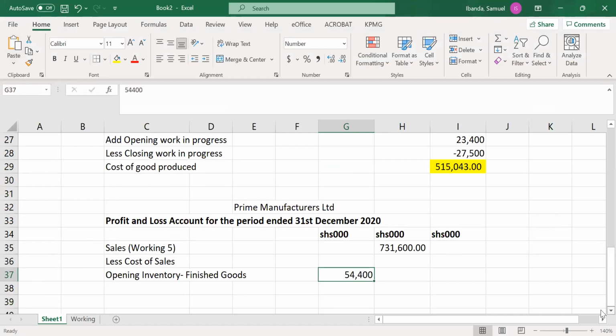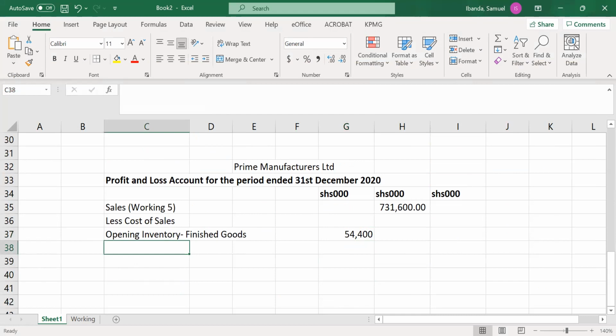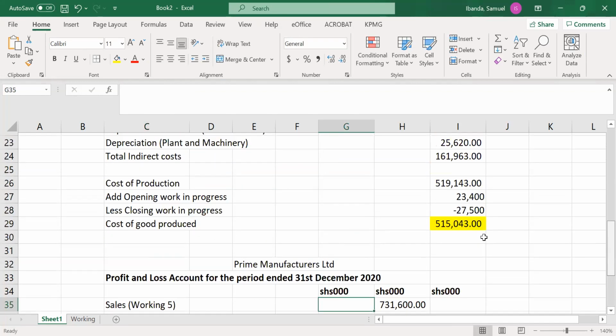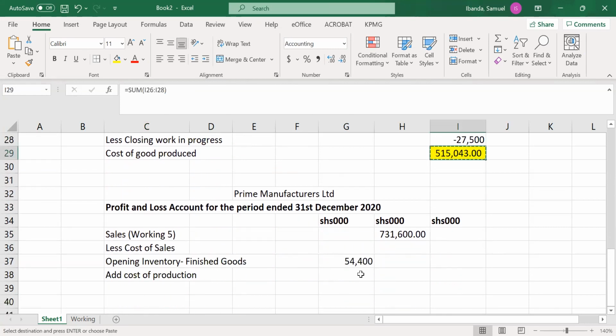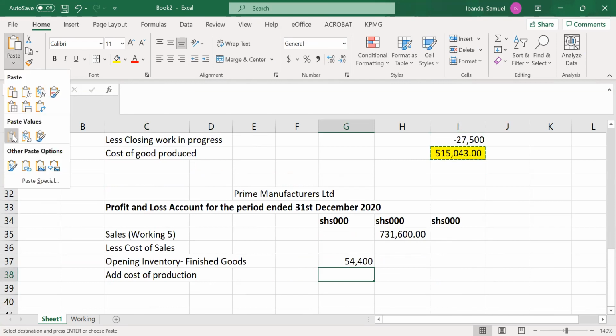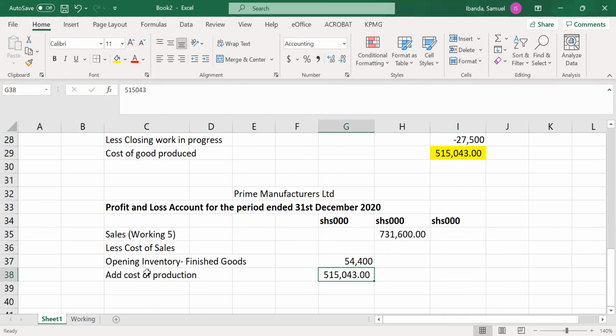And then remember, after I've recorded my opening inventory, the next thing I'm going to record, if it was a normal P&L, it will be add purchases. But in this case, it will be add cost of production or cost of goods produced. And this figure is what I picked from here. This 5151043 is what I put here. That was the importance of me drawing up the cost statement.